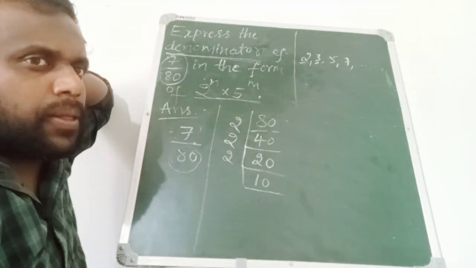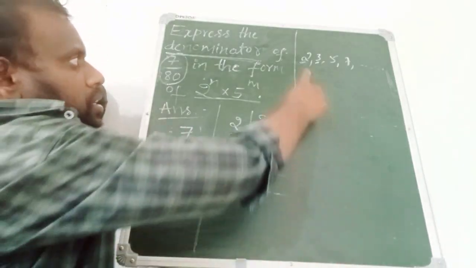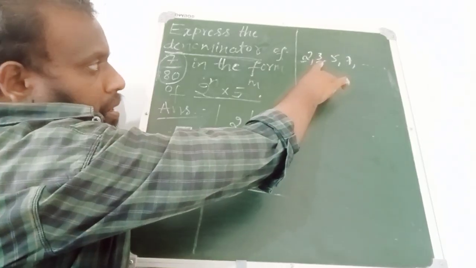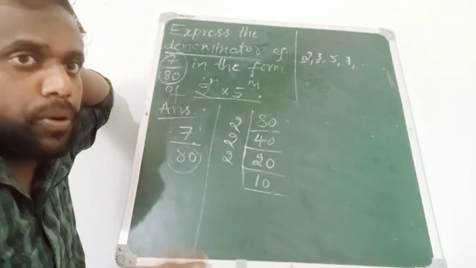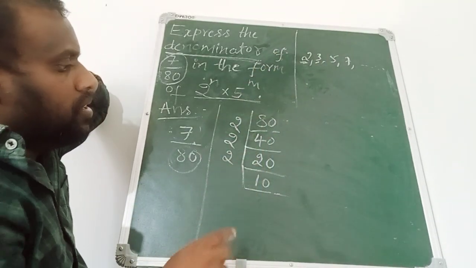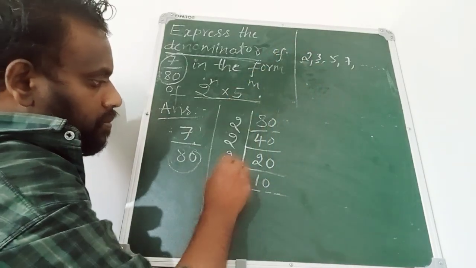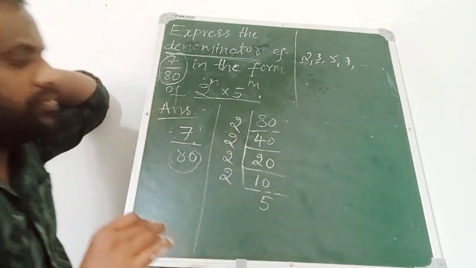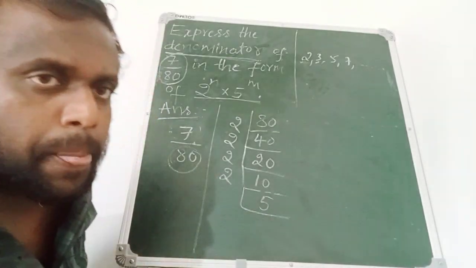Next again check whether this 10 is completely divisible by this prime number or not. If it is not, we have to go for the next prime number. That is the process, but first you have to check this. So 10 is completely divisible by 2, so again write the same 2 here. 2 fives are 10. Again write like this, draw like this.